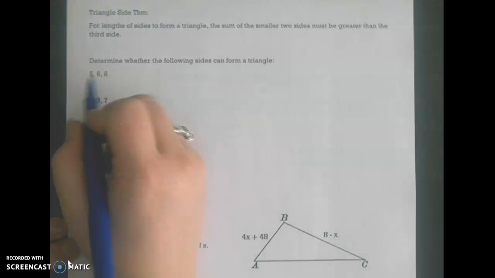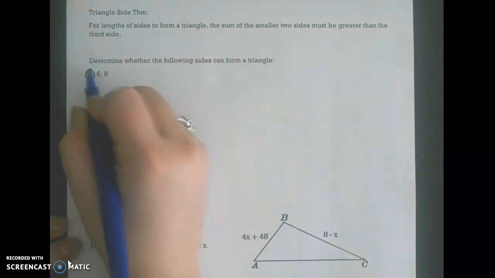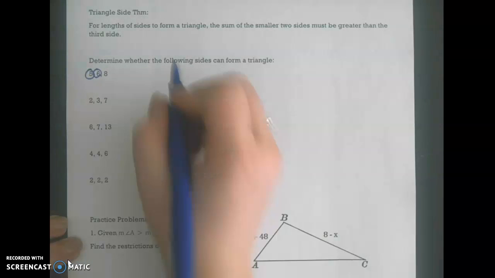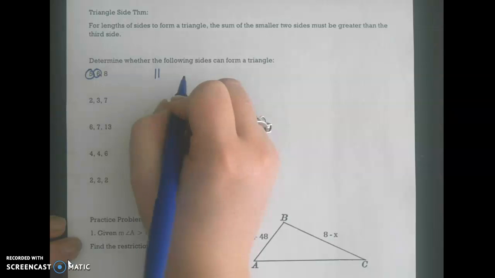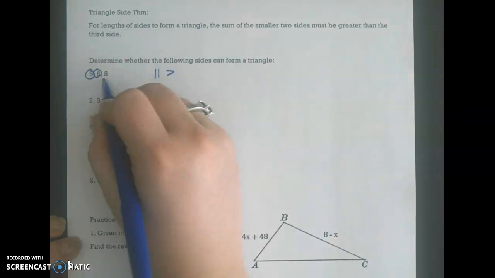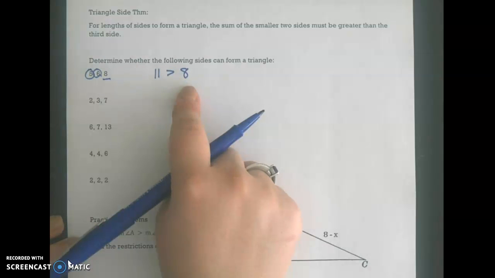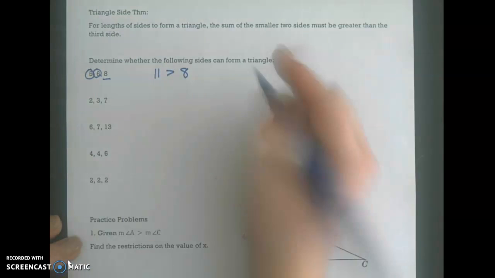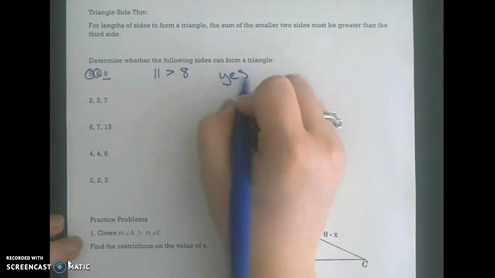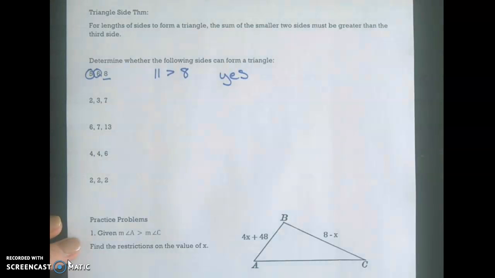Starting with 5, 6, and 8. My smaller two sides are 5 and 6. The sum of 5 and 6 is 11. So 11 has to be greater than my third side, 8, in order to be a triangle. Is this true? 11 is greater than 8? Yes. So yes, those three sides could form a triangle.